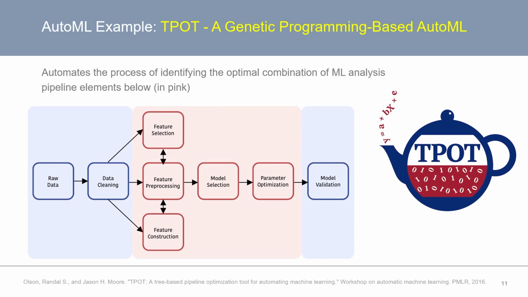TPOT uses a strategy known as genetic programming to drive the search, exploring different pipeline configurations, algorithms, and hyperparameter settings in order to try and optimize the resulting machine learning model's performance. If you're interested in learning more or downloading TPOT, check out the GitHub link here.